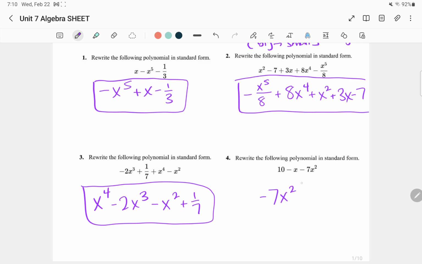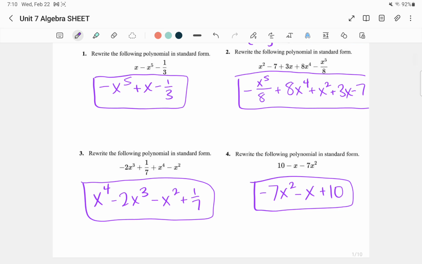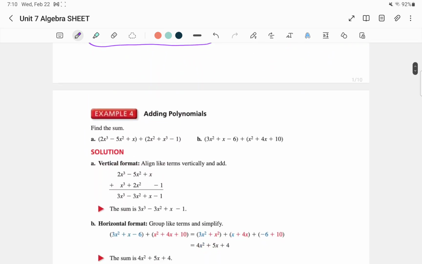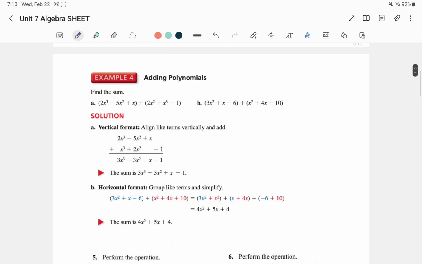Number 4, I'm going to start with my largest exponent of 2, so negative 7x squared. Then my next largest would be that invisible 1, so minus x. And that positive 10 would be last, so plus 10. And there you have it in standard form. If you have any questions, please pause the video and come ask me. But if you're ready to go on to the next example, let's look at adding polynomials.